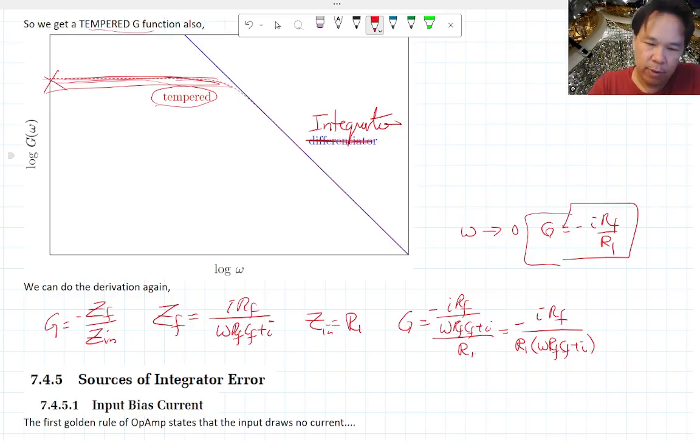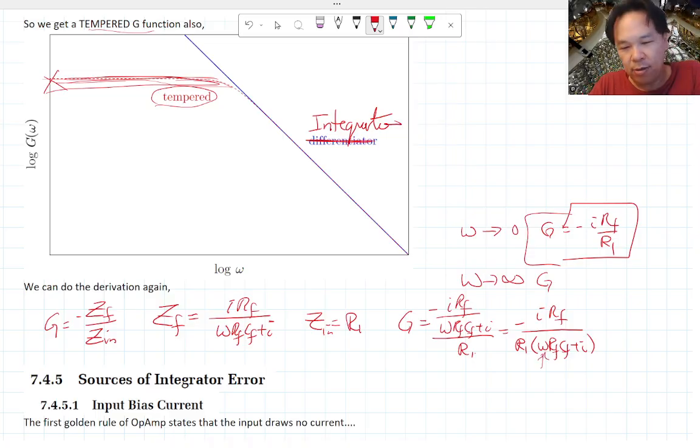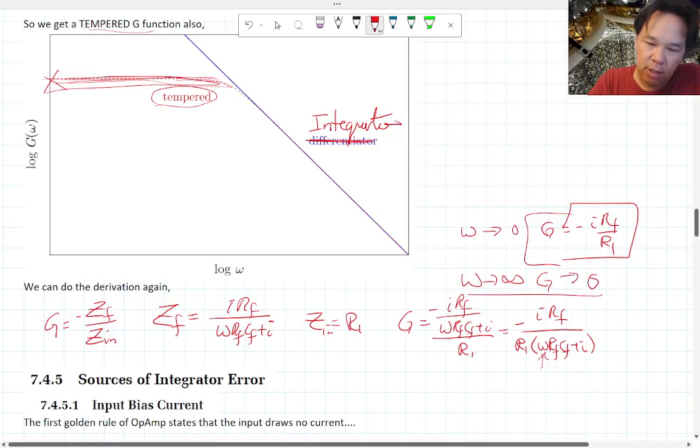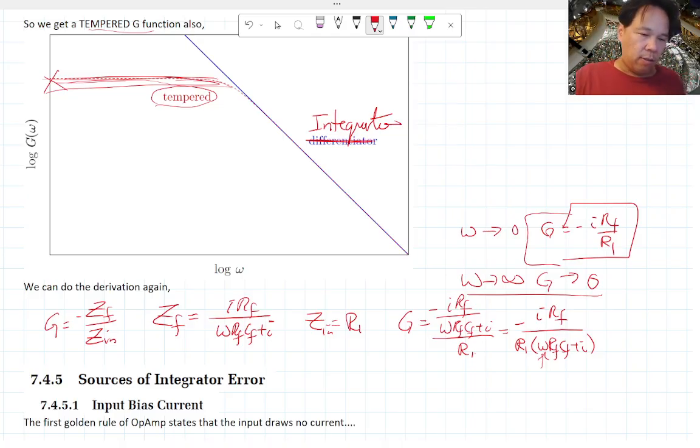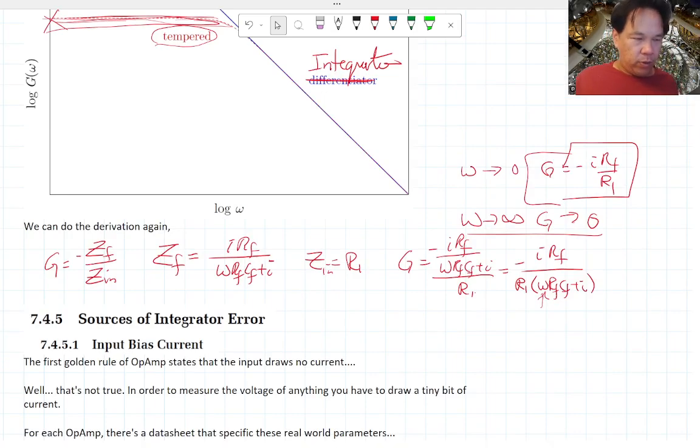Okay, hopefully as omega goes to infinity, we still get a gain that goes to 0. The only thing that has omega here is in the denominator. So of course this gain will go to 0. And that's exactly what we want for our tempered low pass amplifier. Okay, so that's sort of the two circuits we're going to be playing around with in the lab.